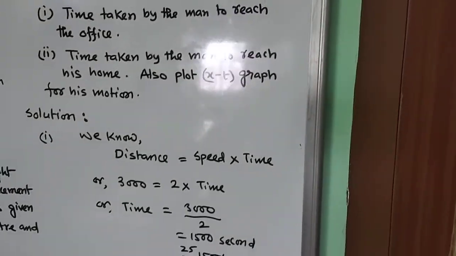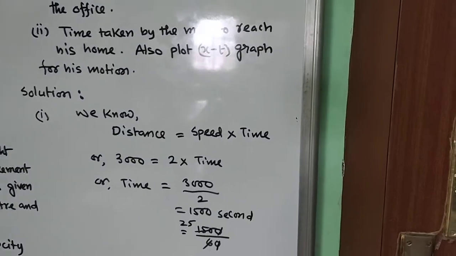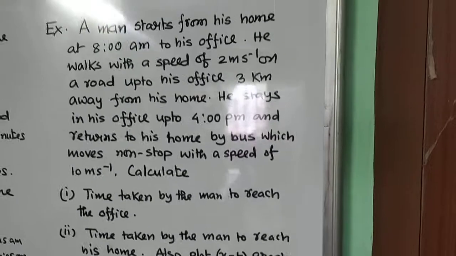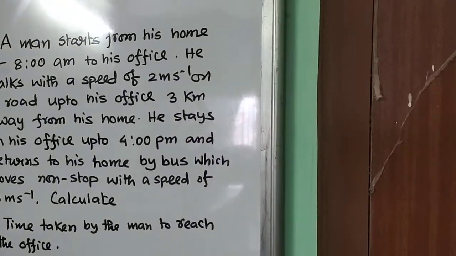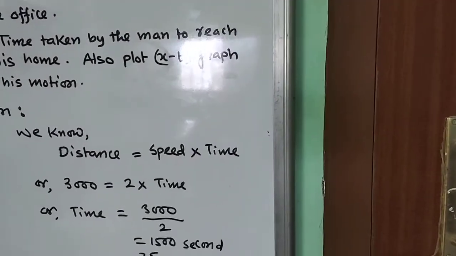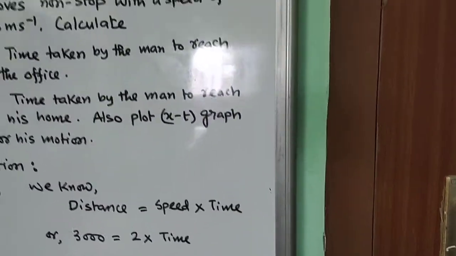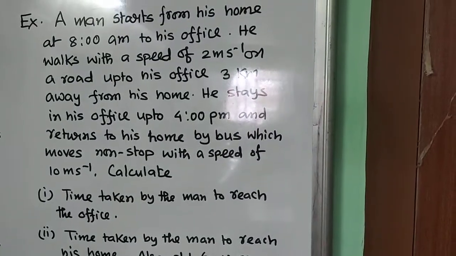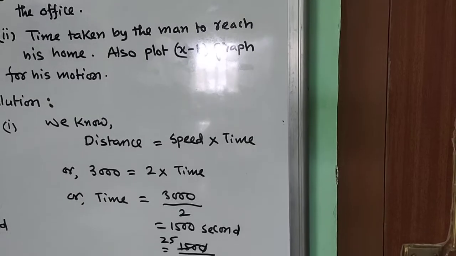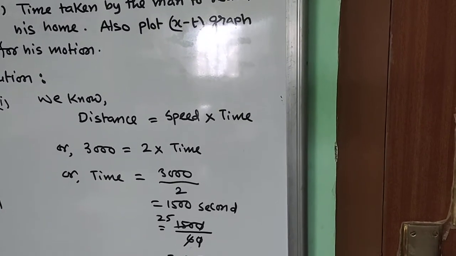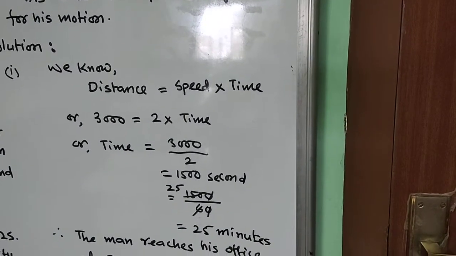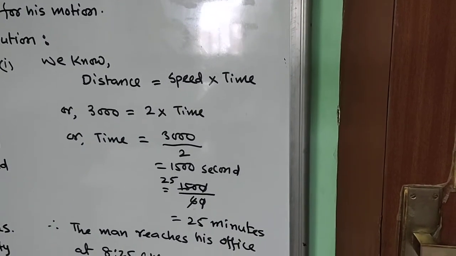Now, regarding the formula, this is a very well-known formula: distance equals speed into time. Distance as per the question is 3 kilometers, so here we have written 3000 meters, and speed is 2 meters per second, so we have written 2. So time comes out to 3000 by 2, that is 1500 seconds. Now 1500 divided by 60 gives you minutes, that is 25 minutes.